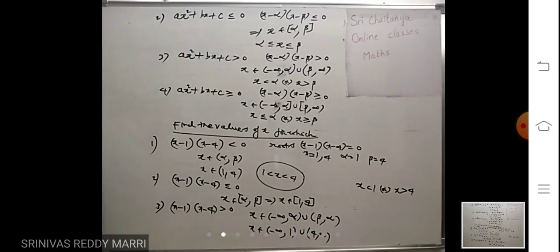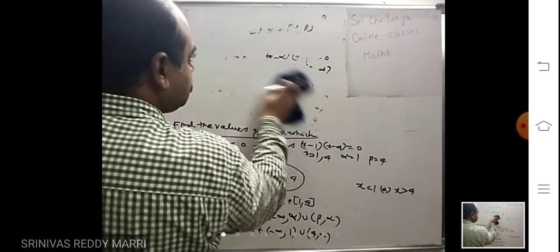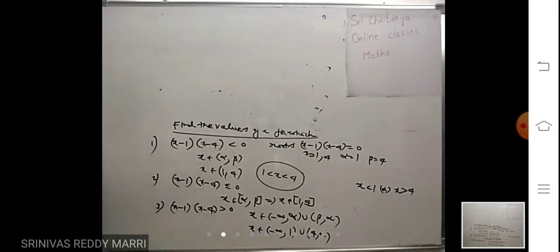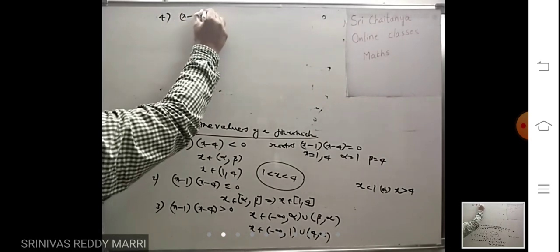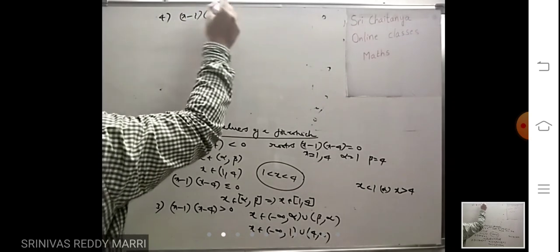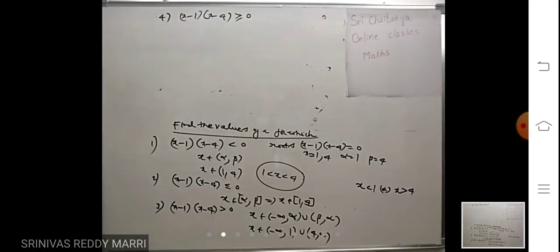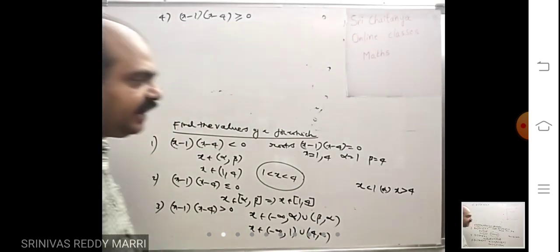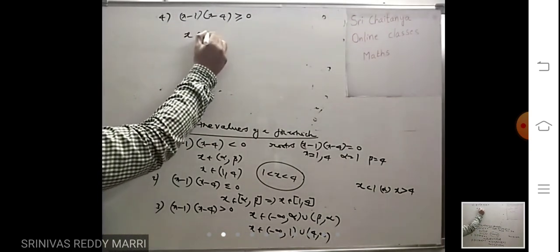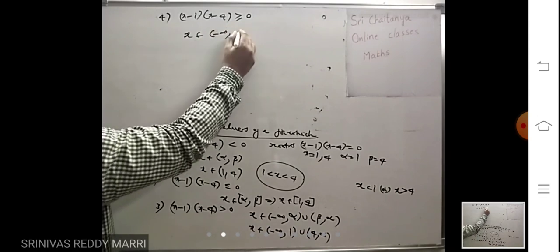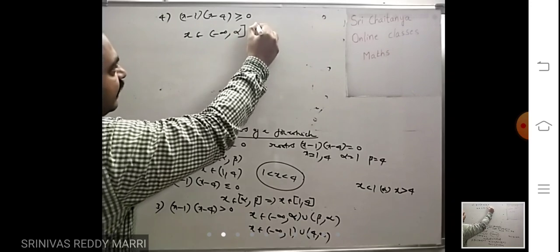Right? Now this is the one. Fourth one, look at it. x minus 1 greater than or equal to 0. Greater than or equal to 0. Roots are same, amma. Roots are same. Alpha equal to 1, beta equal to 4. What is the answer? Greater than or equal to 0 means minus infinity, comma. Equal to means closed bracket for alpha. Simple.